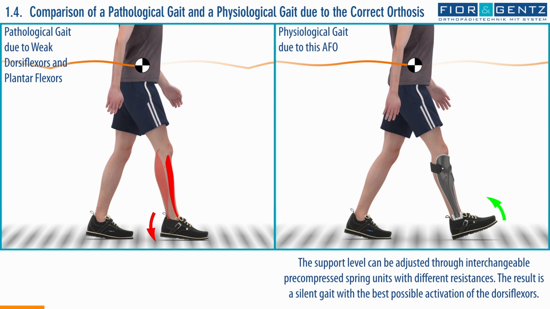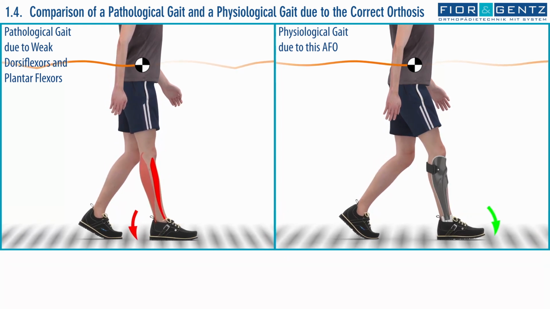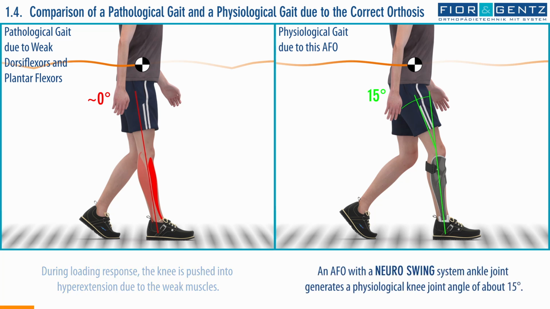The support level can be adjusted through interchangeable precompressed spring units with different resistances. The result is a silent gait with the best possible activation of the dorsiflexors. During loading response, the knee is pushed into hyperextension due to the weak muscles. An AFO with a neuro-swing system ankle joint generates a physiological knee joint angle of about 15 degrees.